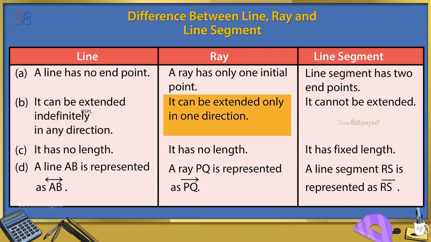It can be extended only in one direction. It cannot be extended. C. It has no length. It has fixed length. D. A line AB is represented as. A ray PQ is represented as. A line segment RS is represented as.